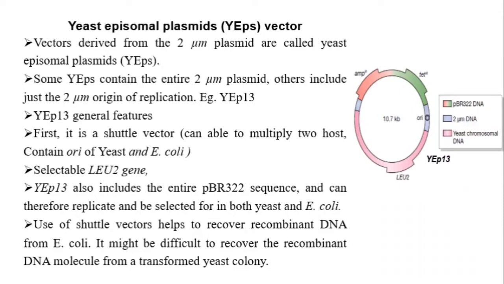Some YEPs contain the entire 2-micron plasmid, and others include just the 2-micron origin of replication. An example of a YEP is YEP13. YEP13 is an example of this yeast episomal plasmid vector.